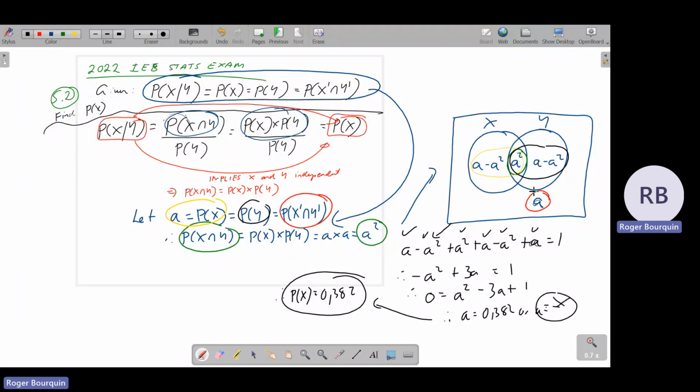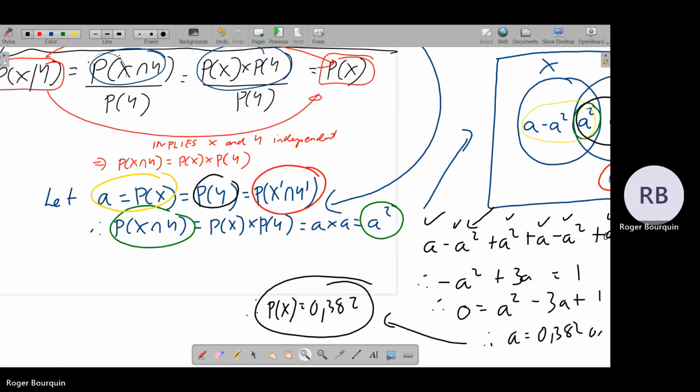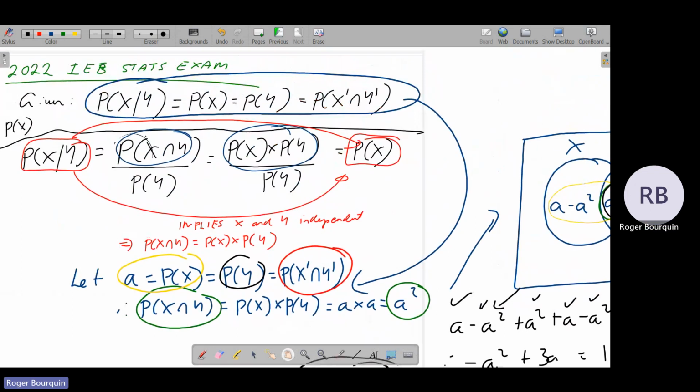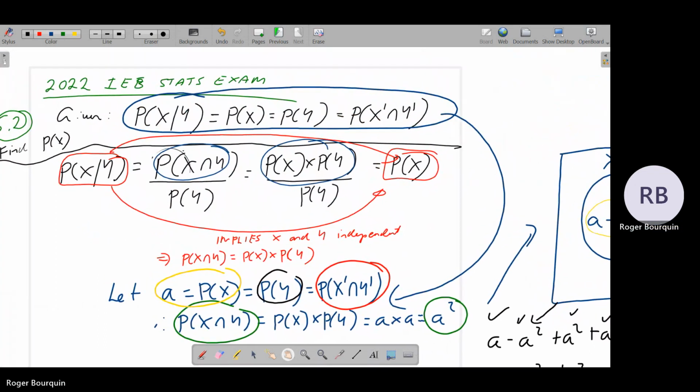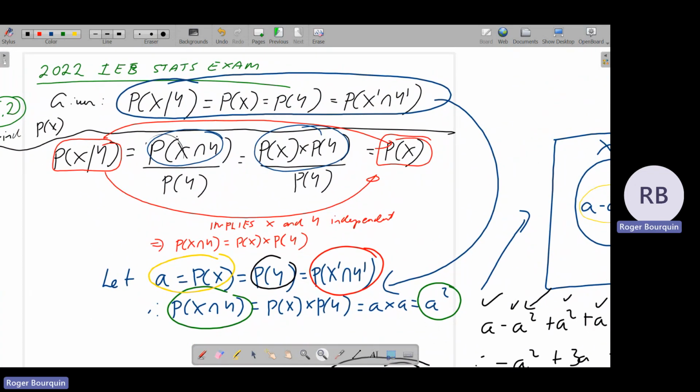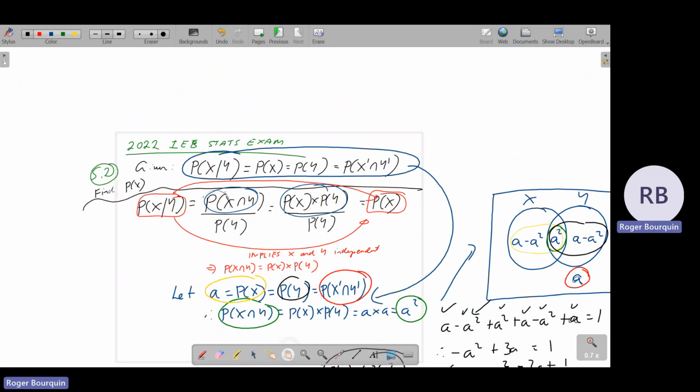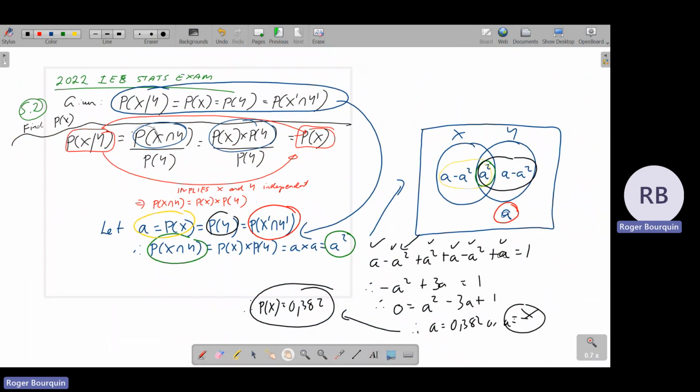All right, let's have a look at this question over here. The question says, you're given the following information: the probability of X and Y is equal to the probability of X, is equal to the probability of Y, is equal to the probability of not X and not Y.